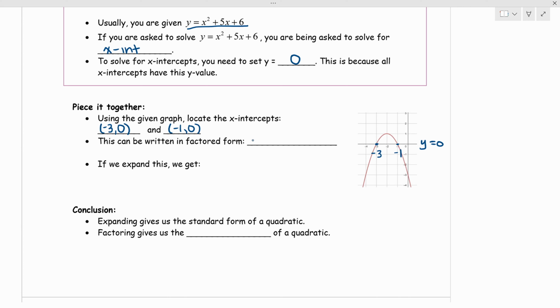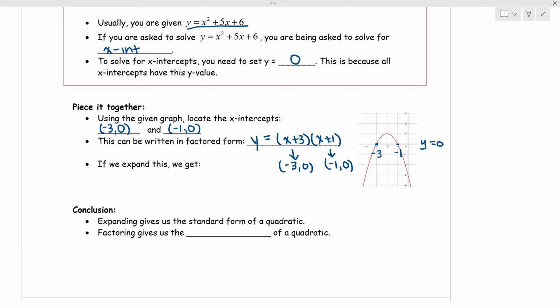Okay, so if I were to write this equation in factored form, I would get y is equal to, and maybe you've seen this already, x plus 3 as one factor and x plus 1 as the other factor. This tells us that x is equal to -3 and y is 0. This one here tells us that -1 is x and 0 is y.